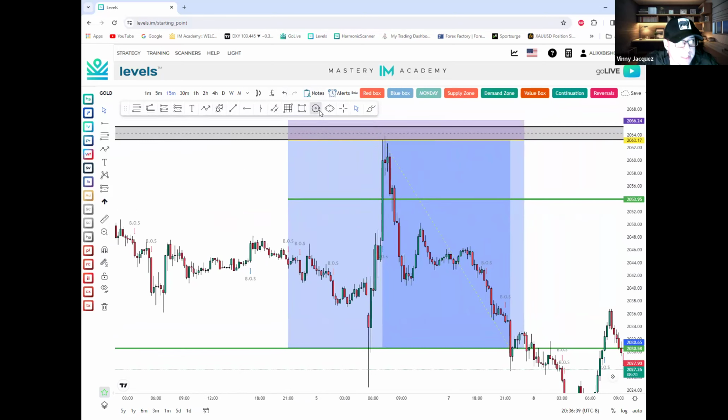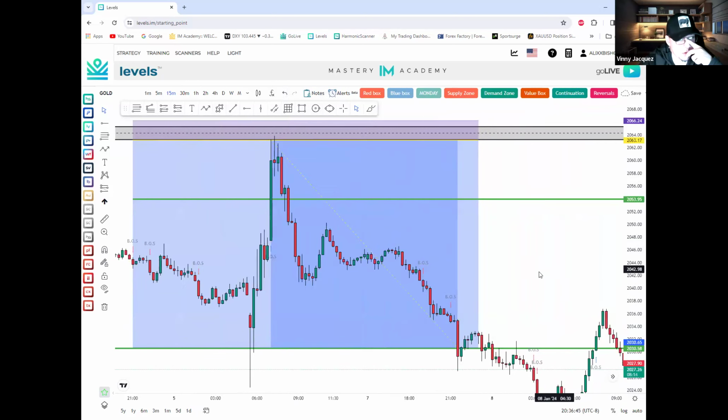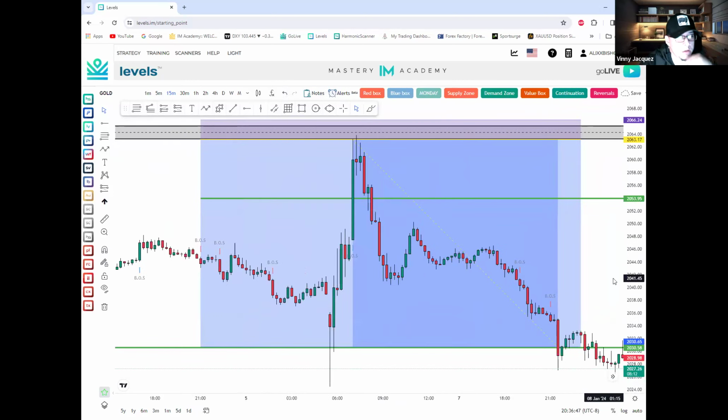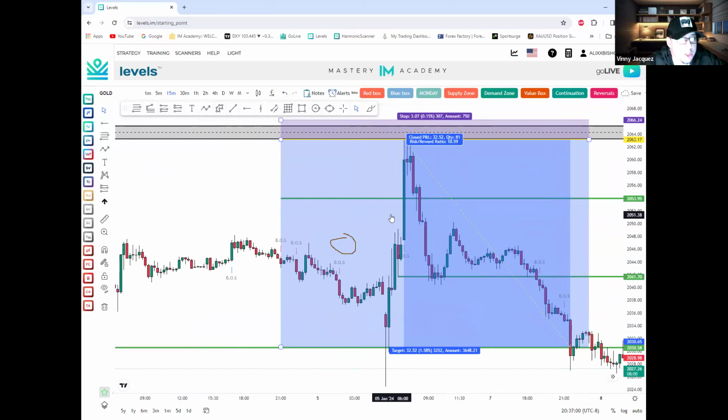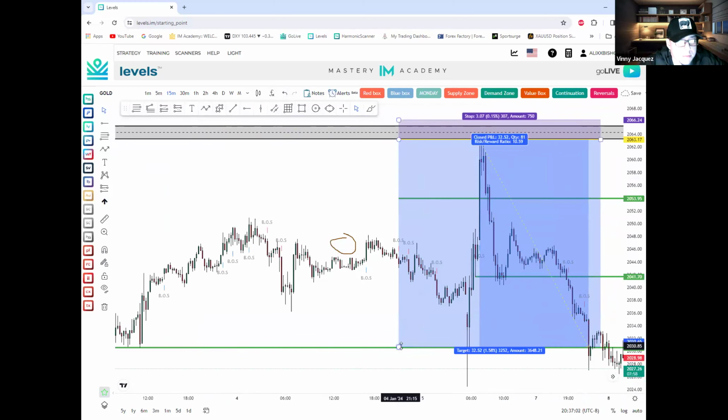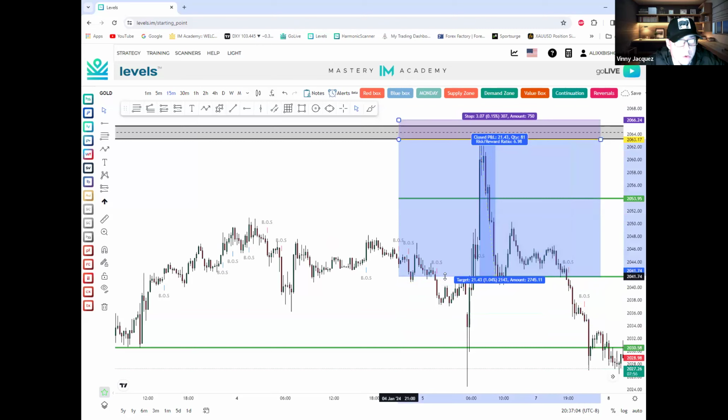where's my closest pullback to my entry? I want to enter here. Where's my closest pullback? If this is my entry right here, yes, sir. So I'm gonna go ahead and use that and pop that right there. Boom. So I got my 1 to 3 covered. This would be a 1 to 7 pretty much.